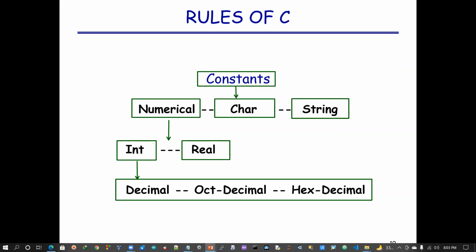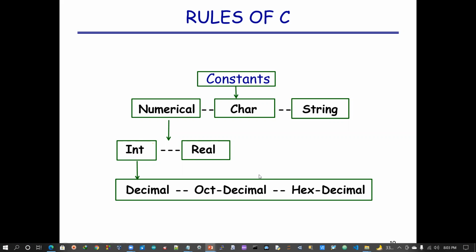Now, in constants we have a total of three categories: numerical constant, character constant, and string constant. What comes in the numerical category? Kaushik, first let me finish, then you can ask me. In the numerical constant we have two categories: integer constant and real constant. In the integer constant we have decimal integer, octal integer, and hexadecimal integer. I will explain each one by one.